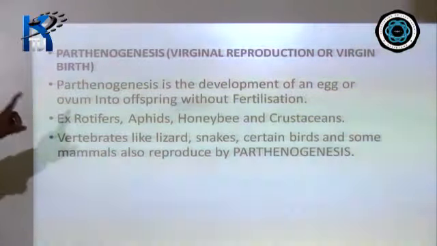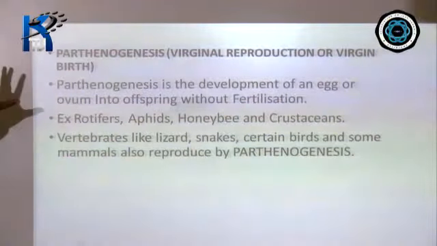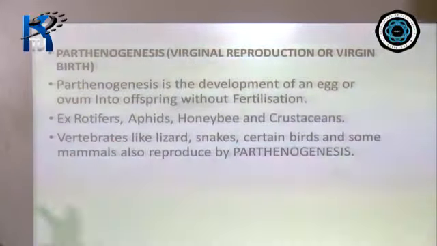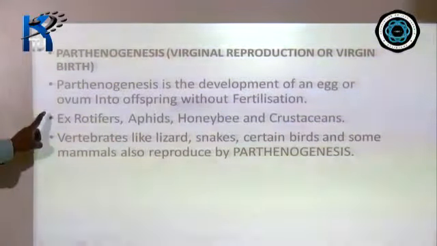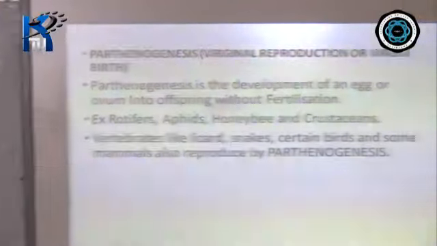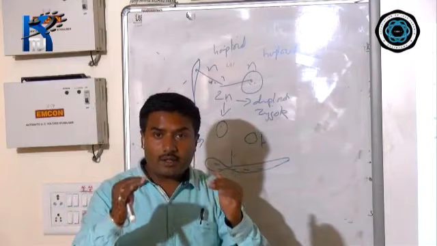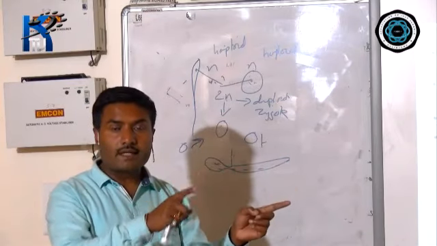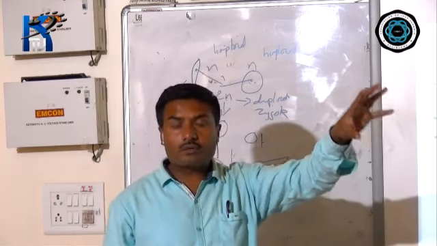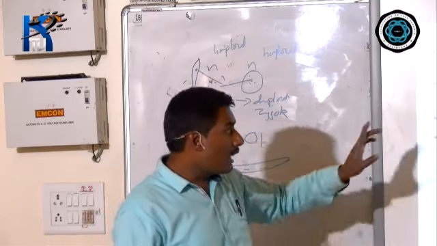The last part of this chapter is parthenogenesis, which you also call virginal reproduction or virgin birth. Parthenogenesis is the development of an egg, or ovum, into an offspring without fertilization. In the earlier case, fertilization took place, the zygote got formed, and then the embryo. But in this case, an organism is formed without fertilization. That means an egg can transform into an offspring without undergoing fertilization.